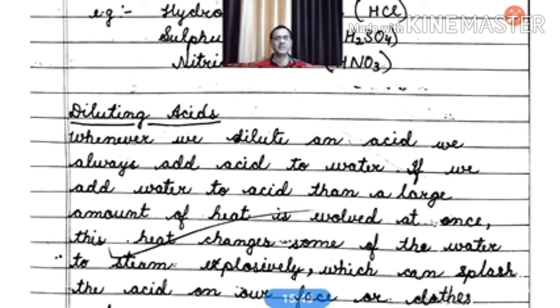But since water is in the maximum amount, because we are adding acid to water, as we slowly add the acid to the water, heat is released, but that heat is absorbed by the water. In this way we can make the acid dilute. So remember, dear children, we never add water to acid. As soon as we add water to acid, heat is released at once and the acid explodes and comes on our face and can cause burning. So this is the concept of diluting acids.